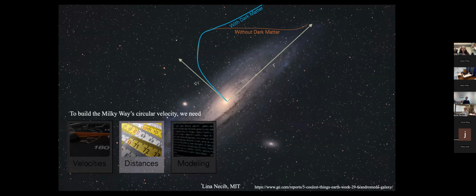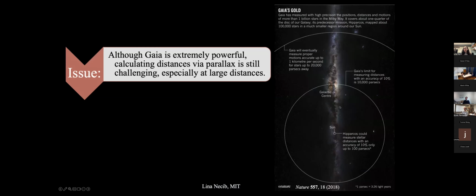The other thing that we need: velocities, we got that down, or at least Gaia got us covered. The next thing that we need is distances, and we need accurate distances. So here on the right, you see that the extent of Gaia to measure distances with an accuracy of 10% is about 10 kiloparsec away from the sun. And these are just for measurements of proper motion.